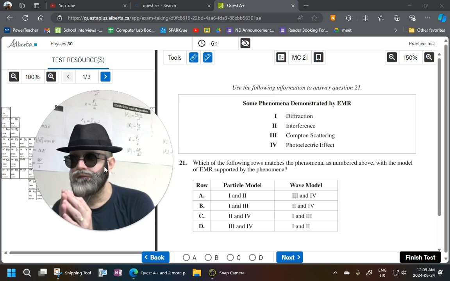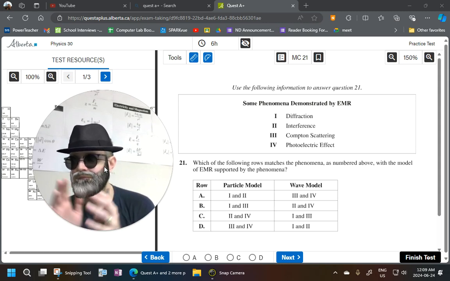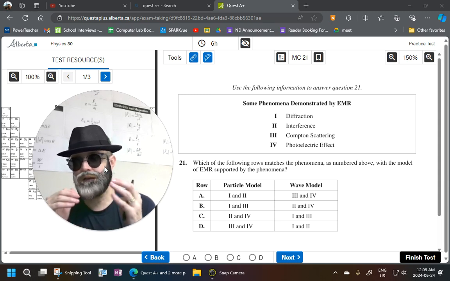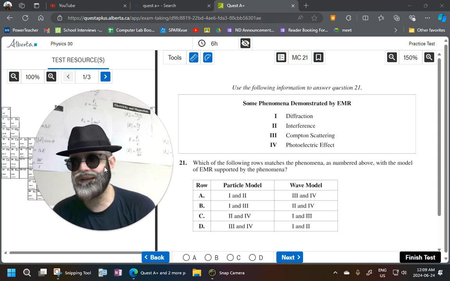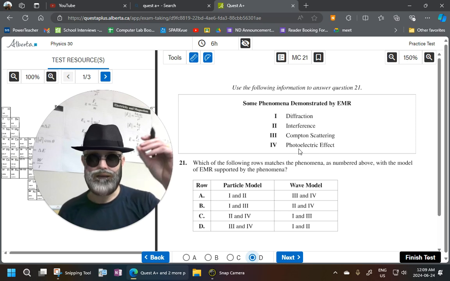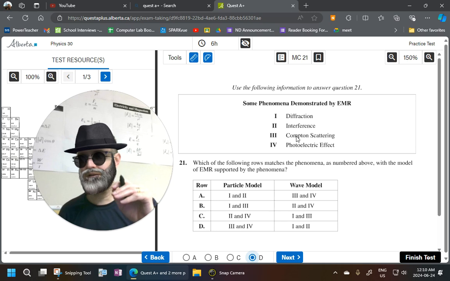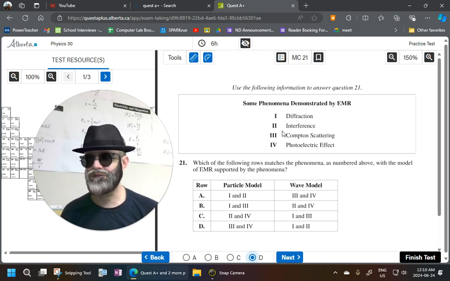Okay. Some phenomena are demonstrated by EMR: diffraction, interference, Compton scattering, photoelectric effect. Which of the following describes the particle model? Well, that's Compton and the photoelectric effect, obviously. 3 and 4. It's got to be the last one. That's it. It's done. 3 and 4. Those are the particle model ones, right? That's Einstein's idea that packets of energy interact one to one, and then Compton is like they have momentum and they scatter off. And then these other two are just Maxwell's predictions of wave models, diffraction, interference.